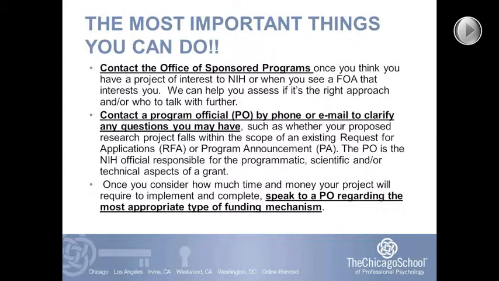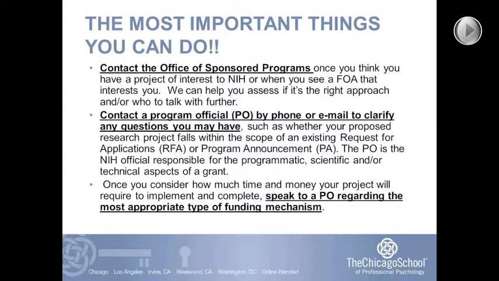The other thing you can do right away, either after talking with me or directly, is to contact a program official, or PO. Program officials are the program scientists. They're going to be investigators themselves. They'll be researchers themselves. Contact them by phone or probably preferably by email, to clarify any questions. And that would include whether your project falls within one of the specific funding opportunity announcements, or whether you should apply to the parent announcement for a particular institute.